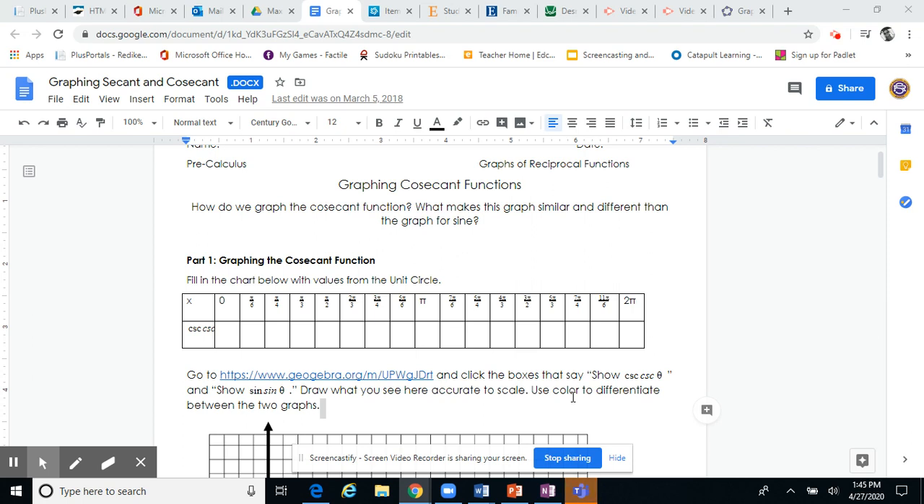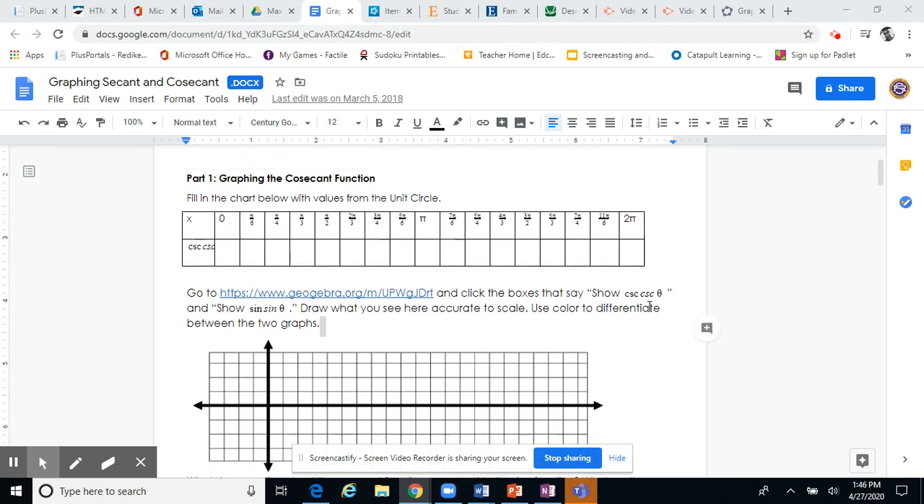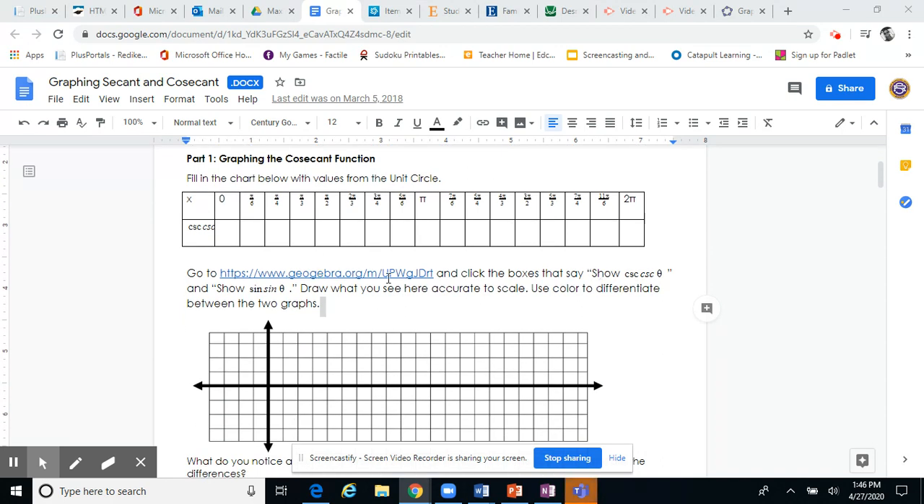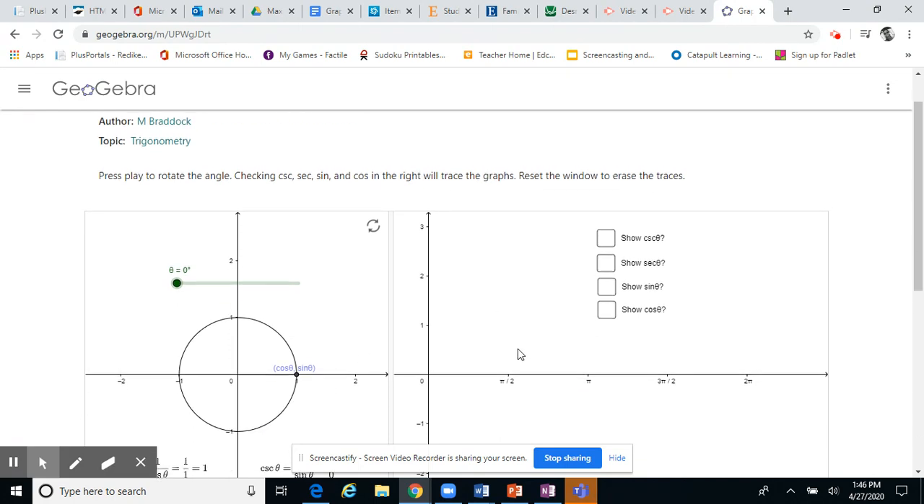So for this video, we're going to look at how graphing cosecant looks. Keep in mind, cosecant is the reciprocal of sine, so we flip the values for sine. So how is that related to a graph? You can go through and do these if you want, but we're just actually going to go to this GeoGebra website. If you type that in, this is what will come up.